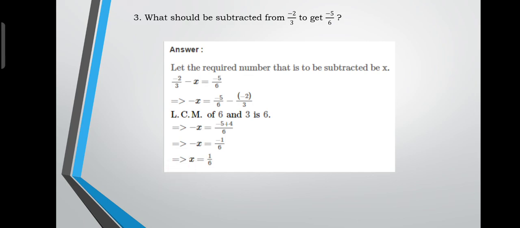I hope you understand this problem also. Thank you, children. I hope you understand all the addition and subtraction problems. In the next part, part 3, we will study multiplication and division of rational numbers. Thank you, children. Until then, bye bye.